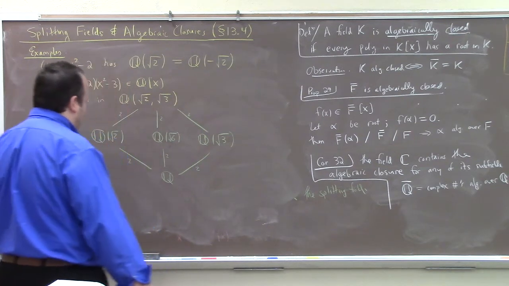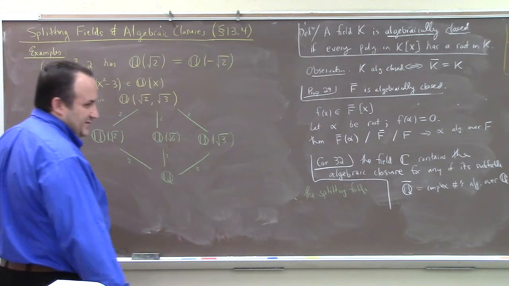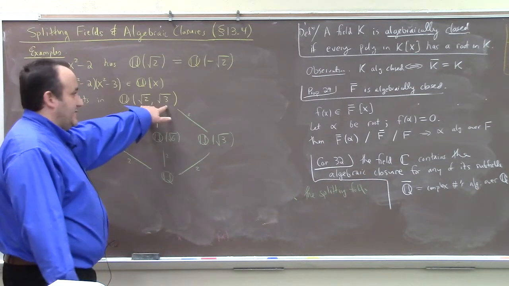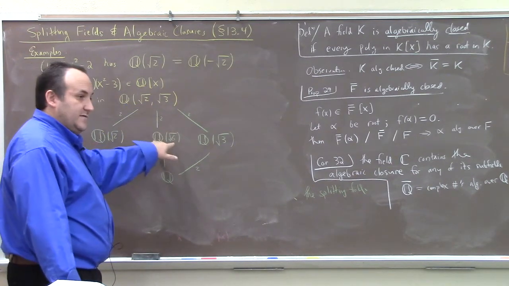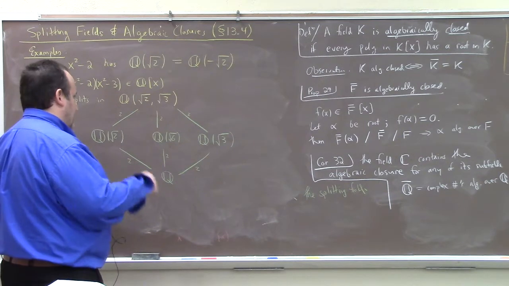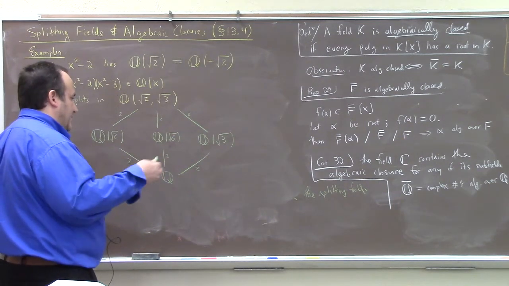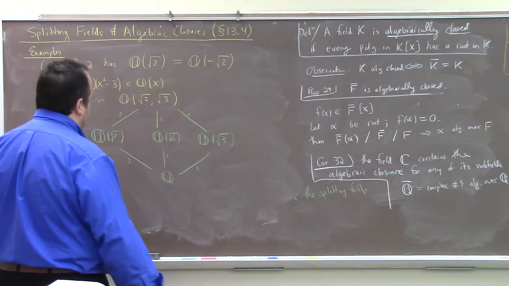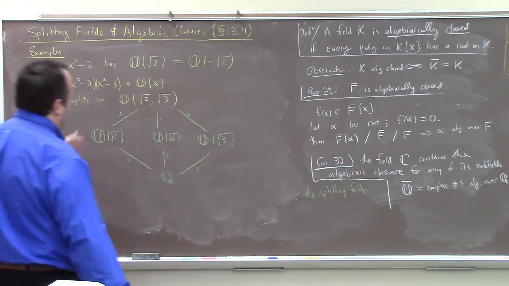And there's no way to get root 2 or root 3 from root 6, which is also the problem with making this equal to that, because this has root 2 and root 3 in it, so it can't be this. There's no way to get square root of 2 or square root of 3 just with a sum, difference, product, or quotient of root 6s. But there it is, the splitting field.